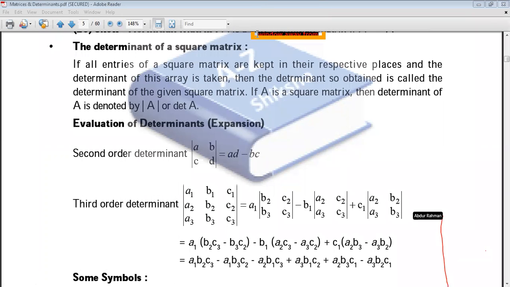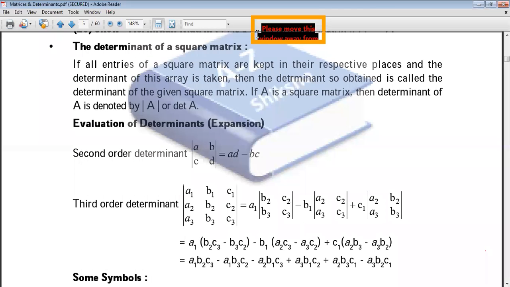Understood? Have you got the result AD minus BC? Any doubt? How can you expand a second order determinant? Hello? Any doubt regarding the expansion of the determinant? Wait for a few seconds.